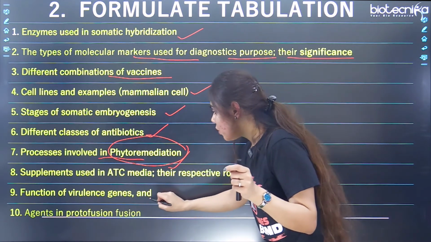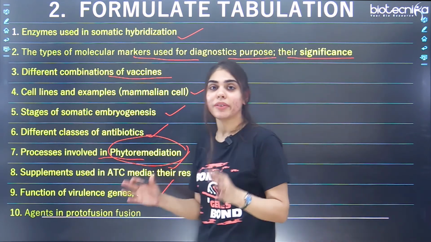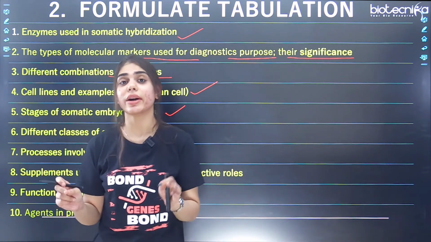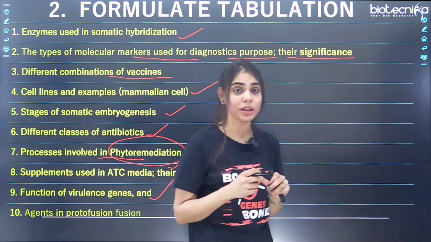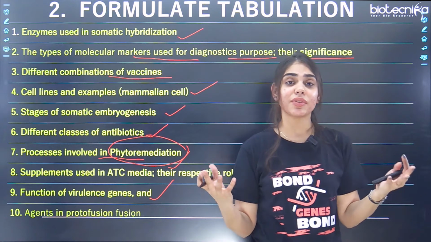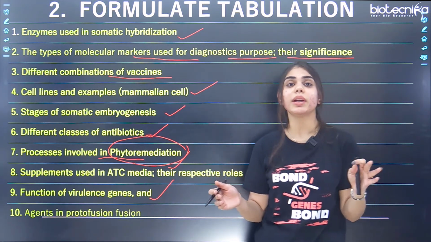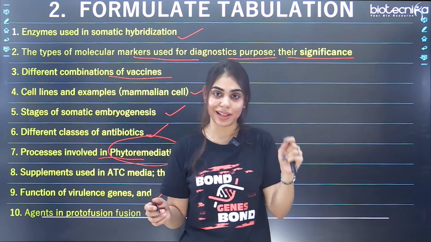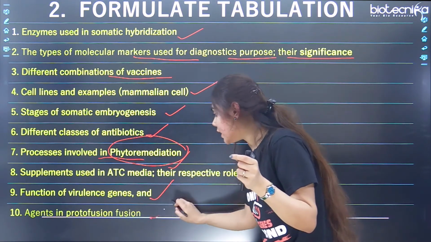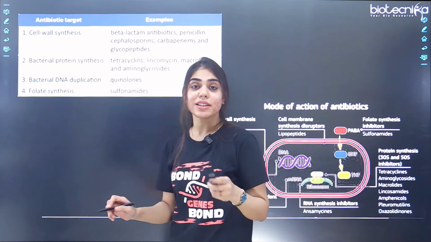Now the next is function of virulence genes. As I've already mentioned, you need to learn about the function of virulence genes. What is the A gene? How is the integration of the transgene happening in Agrobacterium? It is with the virulence F. So you need to learn about all the functions of virulence genes. And the last is, what are the agents that are used in protoplast fusion?